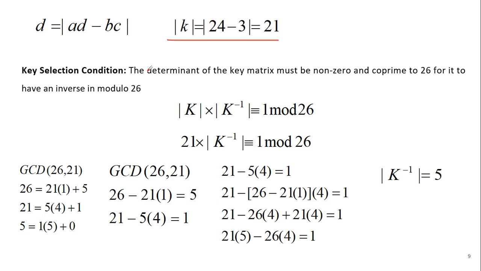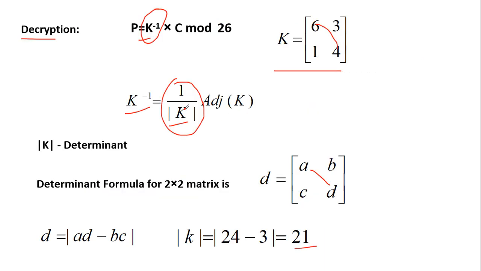Now the key selection condition: the determinant of the key matrix must be non-zero. Our determinant is 21, which is non-zero and co-prime to 26. If we see, 21 and 26 are co-prime to each other, their GCD is 1. So an inverse matrix exists. Now first we require calculating K inverse, that is the key matrix inverse. K inverse is nothing but the determinant inverse times the adjoint, because we have to find this K inverse.